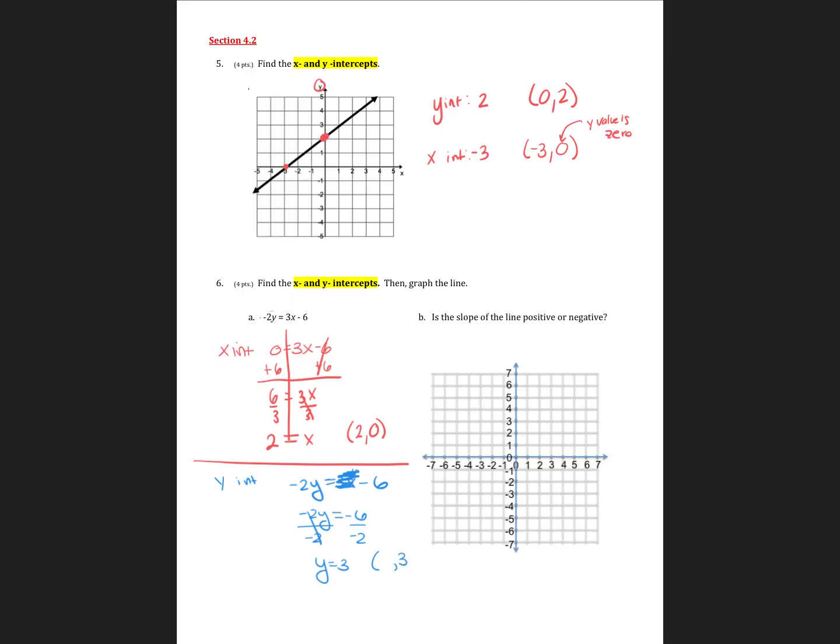If the y value is 3, then the x value would be 0 because it was a y-intercept. And you can graph those. So (2, 0) is on the x-axis because it was the x-intercept. (0, 3) is on the y-axis because it was the y-intercept. Then you could connect these to form a line. And it says, is the slope positive or negative? So when reading from left to right, this would be me skiing downhill. Negative.